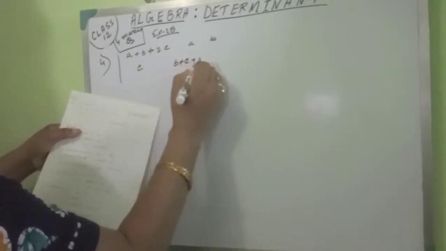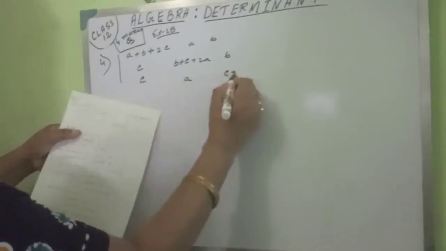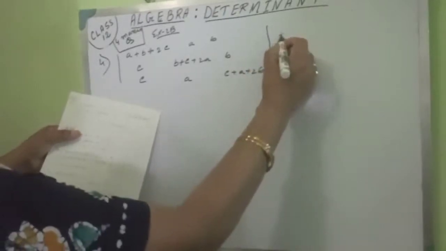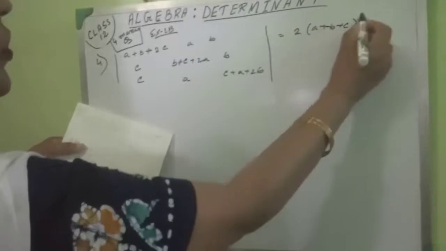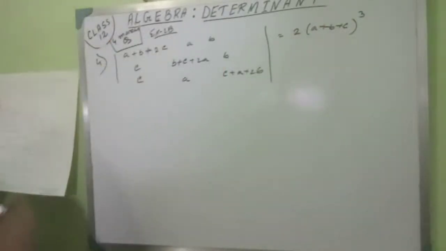The determinant |B plus C plus 2A, A, B; C, C plus A plus 2B, ...| is equal to, we have to show, 2 into A plus B plus C whole cube. Okay, now the left hand side is this.